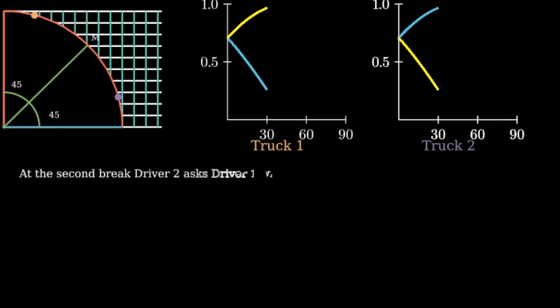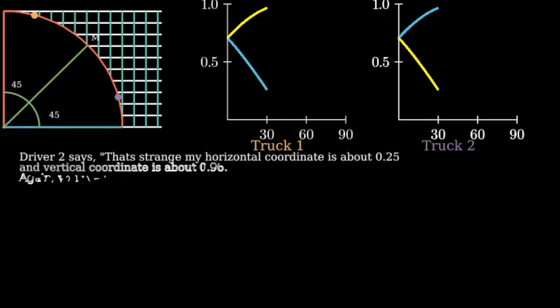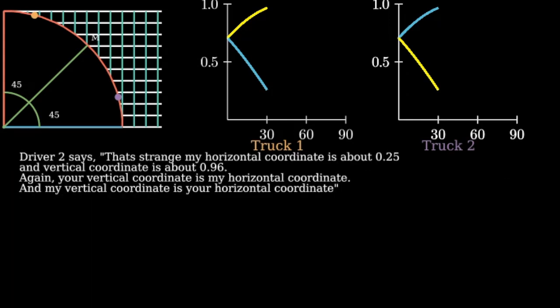At the second break, driver 2 asks driver 1 what his location is. Driver 1 says, my horizontal coordinate is about 0.96 and vertical coordinate is about 0.25. Driver 2 says, that's strange. My horizontal coordinate is about 0.25 and vertical coordinate is about 0.96. Again, your vertical coordinate is my horizontal coordinate and my vertical coordinate is your horizontal coordinate.